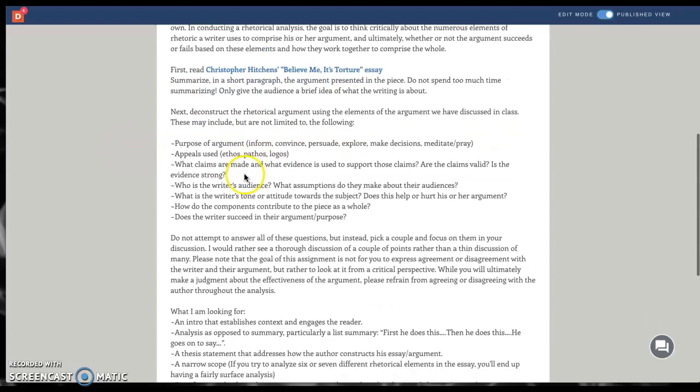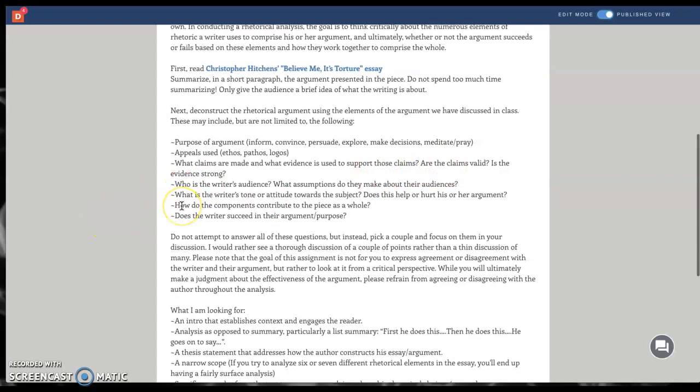So what you can look for in this essay is a number of things. This is not a full list of the things that you can look at for this, but it gives you a starting point. The purpose of the argument: is it to inform? Is it to convey, persuade, explore, make decisions, meditate, pray? The appeals used. You could literally hinge this on ethos, pathos, and logos. What claims are made and what evidence is used to support those claims? Are these claims valid? Is it strong evidence?